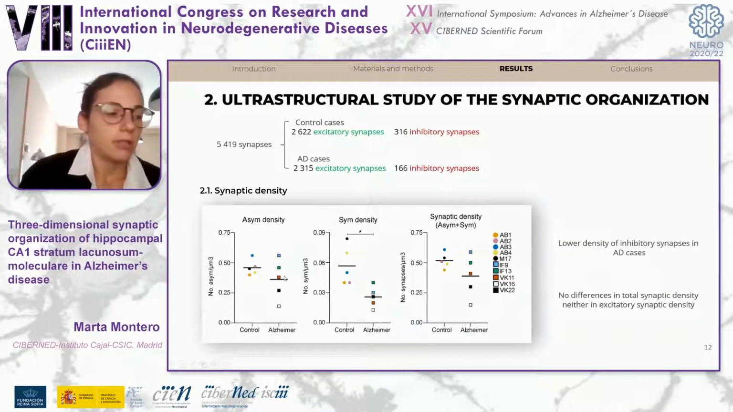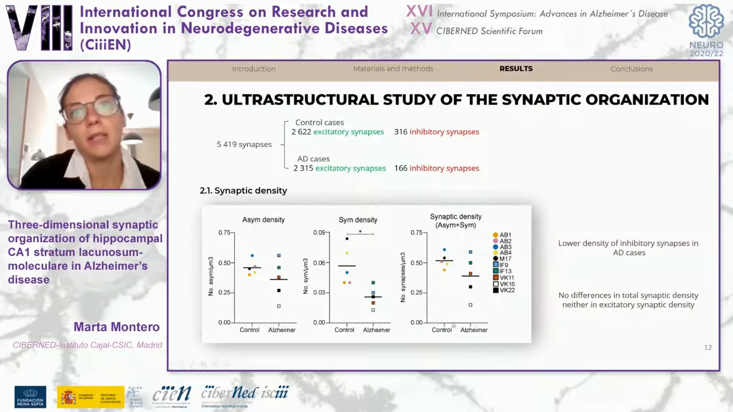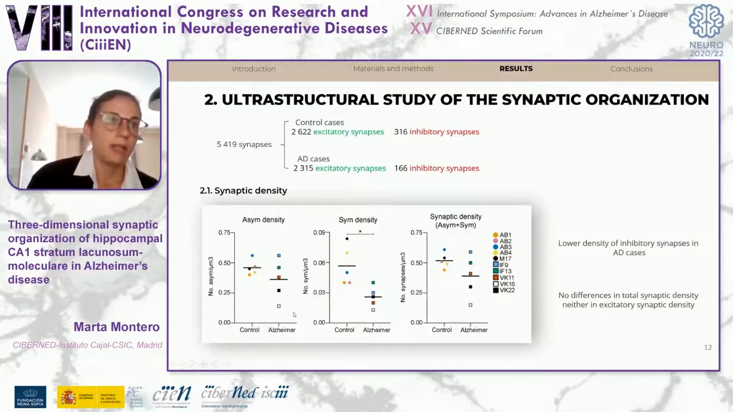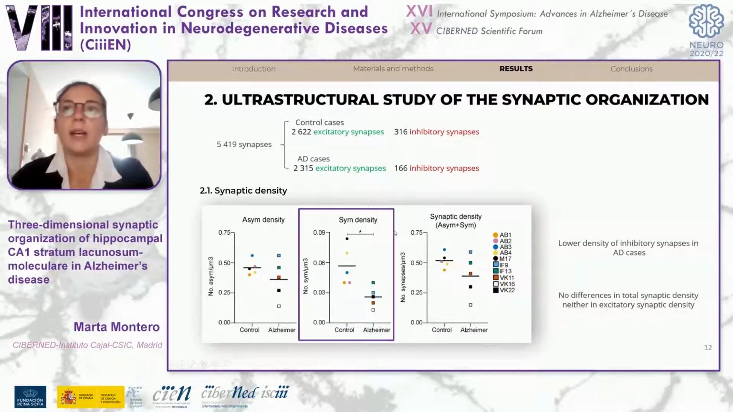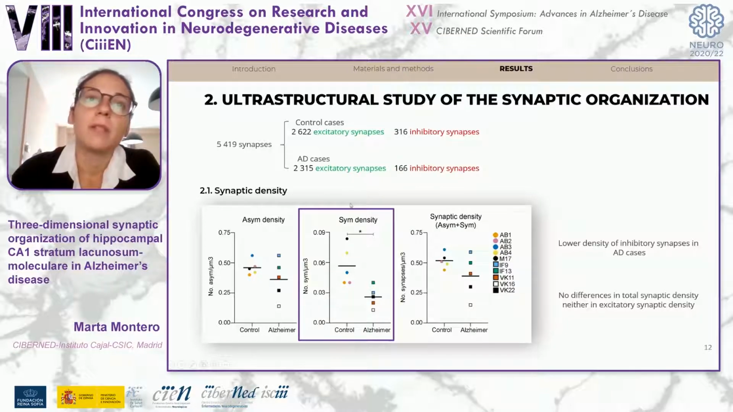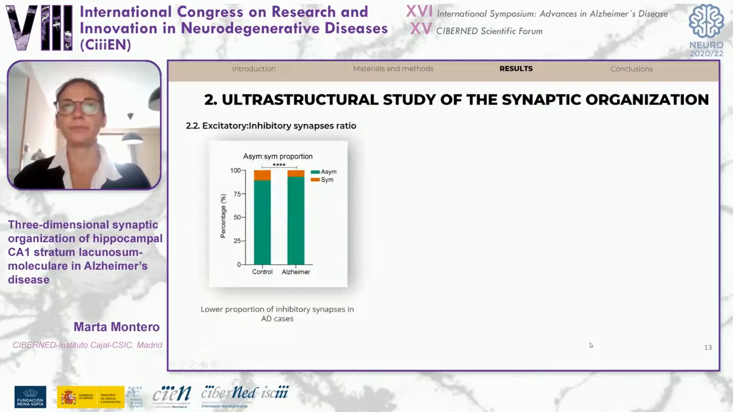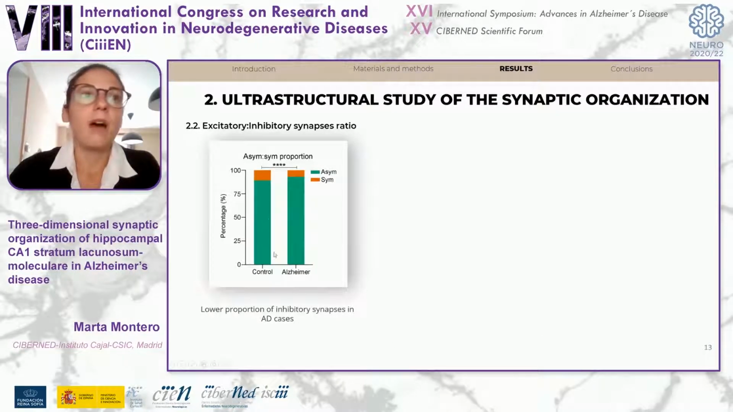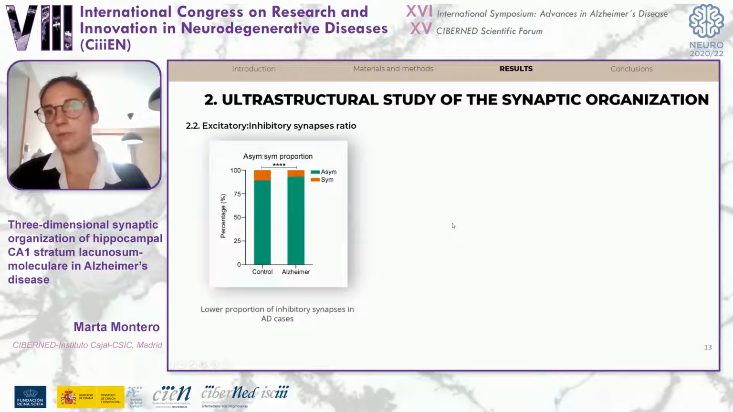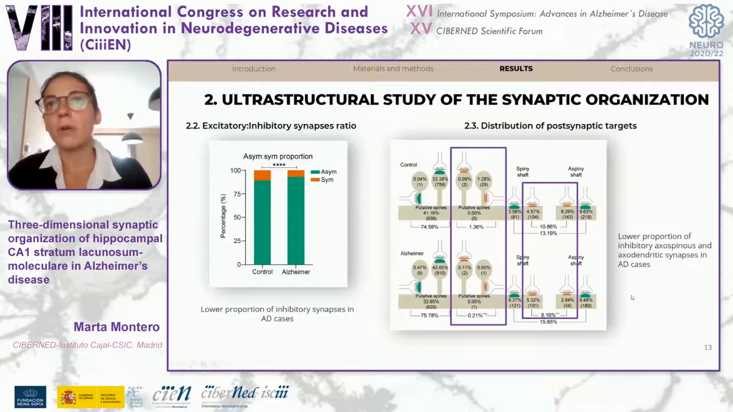Regarding synaptic density parameters, we did not observe differences in the density of excitatory synapses nor in total synaptic density between the groups. Nevertheless, a great variability could be observed between Alzheimer's disease cases in these parameters. On the contrary, a significant reduction in the density of inhibitory synapses was observed in Alzheimer's disease cases. In addition, we also found a lower proportion of inhibitory synapses in Alzheimer's disease cases when analyzing the excitatory-inhibitory synapses ratio, and this lower proportion was observed in both axospinous and axodendritic inhibitory synapses.